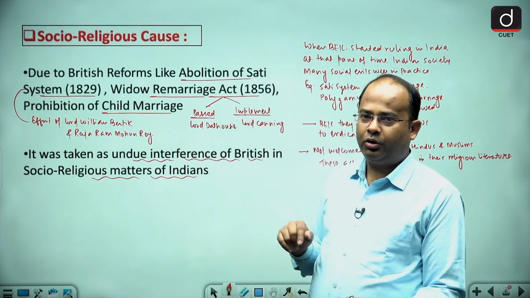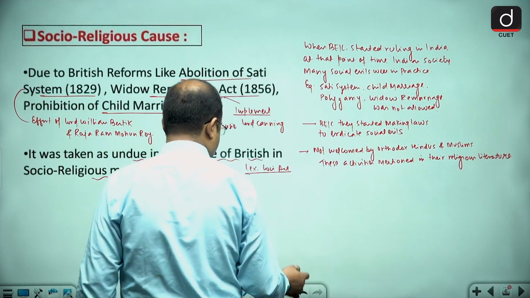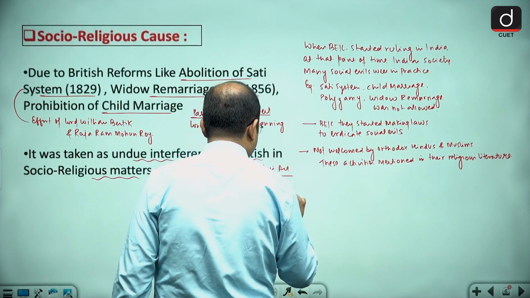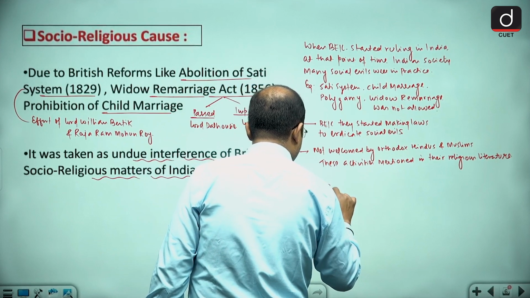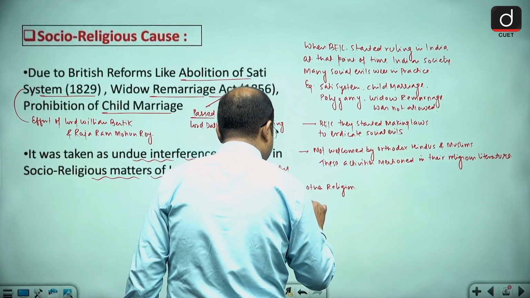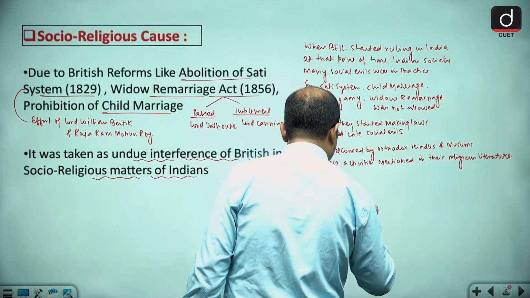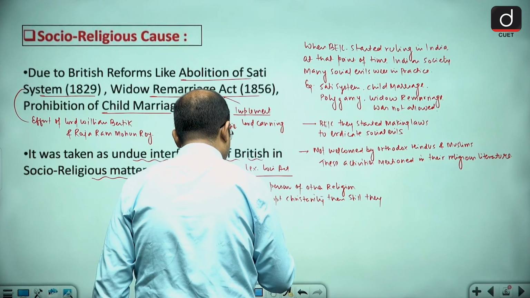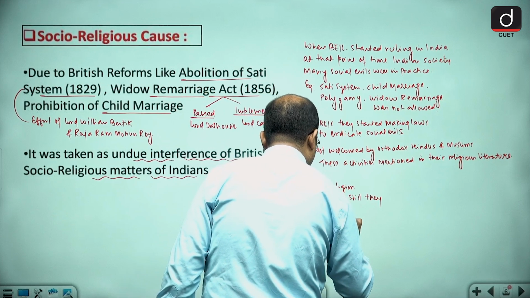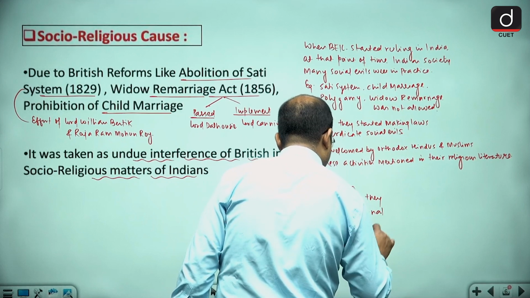Other than this, guys, there was one more act that was responsible, called the Lex Loci Act. According to this act, if any Hindu or Muslim, or any person of another religion, adopts Christianity, then they will still get their share in paternal property.